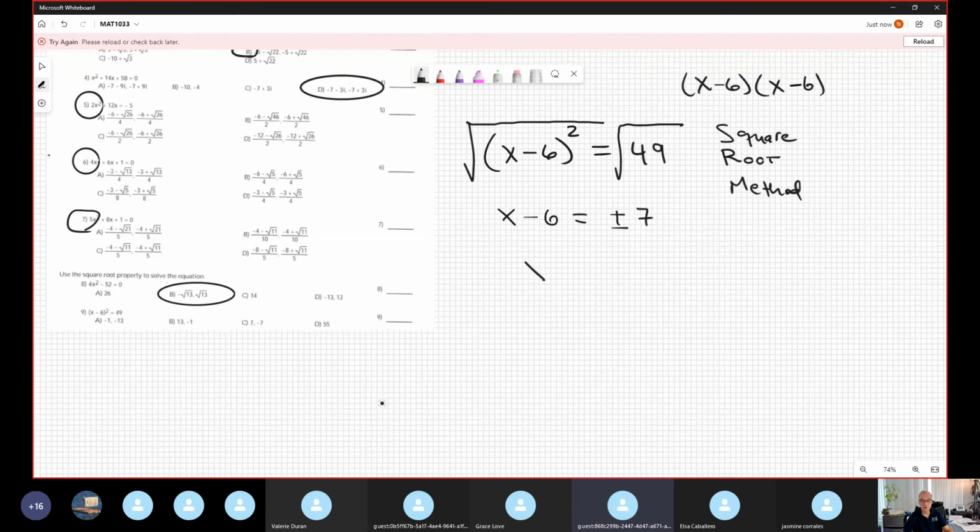Now, for x, move 6 to the right hand side like a positive: x equals 6 plus or minus 7. You separate into pieces: 6 plus 7 and 6 minus 7. 6 plus 7 is 13, positive 13, no? And 6 minus 7 is negative 1. Okay, this option. Positive.